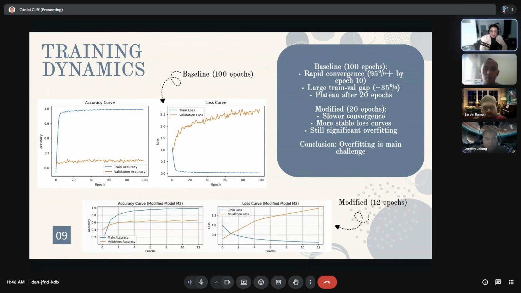Next, I'll explain the training dynamics of both models. For the baseline model trained for 100 epochs, the model converged very quickly. It reached over 95% training accuracy within the first 10 epochs. But after 20 epochs, the validation accuracy stopped improving. This means the model was memorizing the training data rather than learning general facial features. For the modified model, training was slower because of dropout and batch normalization. The loss curves were more stable, which indicates better regularization, but the validation accuracy was limited. In conclusion, although the modified model trained more smoothly, overfitting remained the dominant challenge.